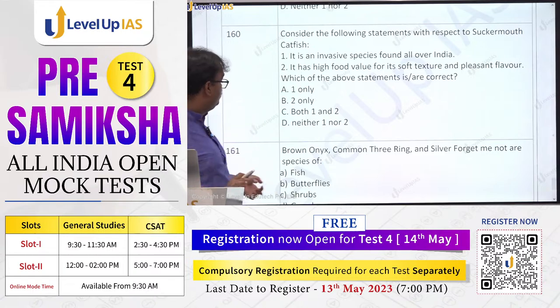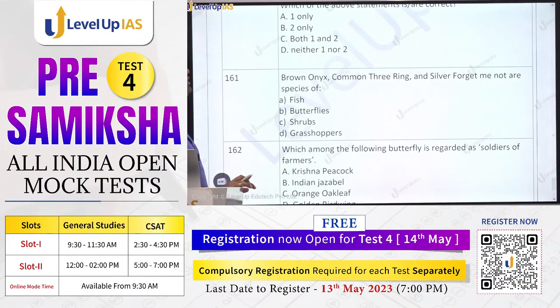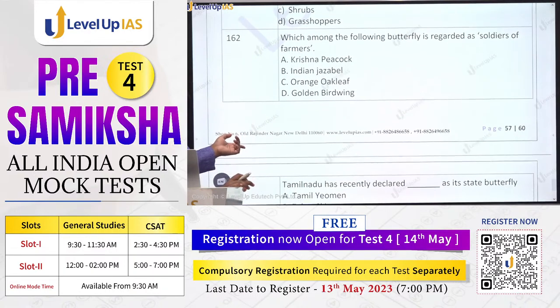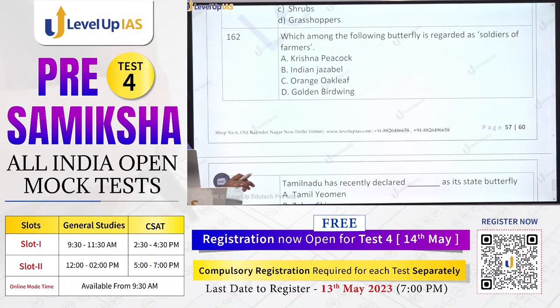Then let's go to brown onyx, common three ring silver, forget me not. There are species of butterflies. You should have no doubt; you should answer confidently. Butterflies, you have studied it. 161 B. 162, soldiers of farmers, which butterfly is called the soldiers of farmers?